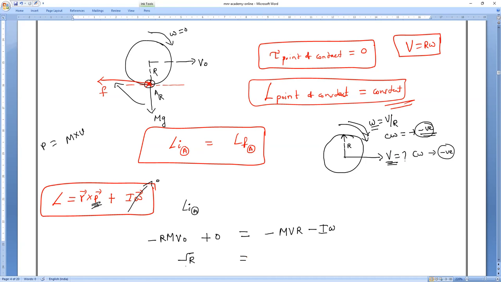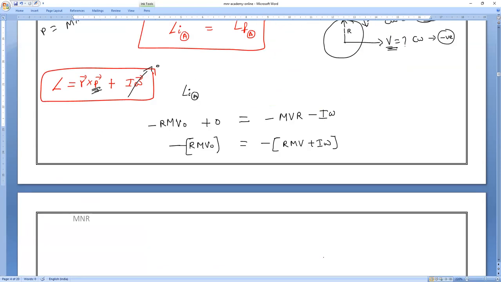Now I will take both. Minus R M V naught equals minus R M V plus I omega. In both cases something will cancel. What can cancel, everybody? Minus minus will cancel. So R M V naught equals R M V plus, what is the inertia of the disc about its axis? M R square by 2. Clear?